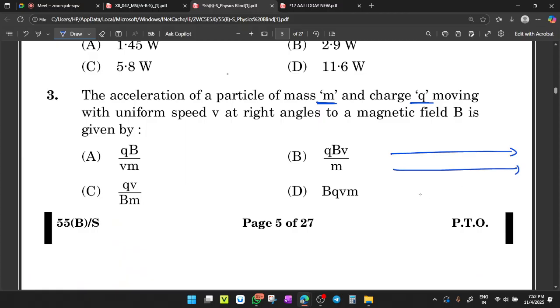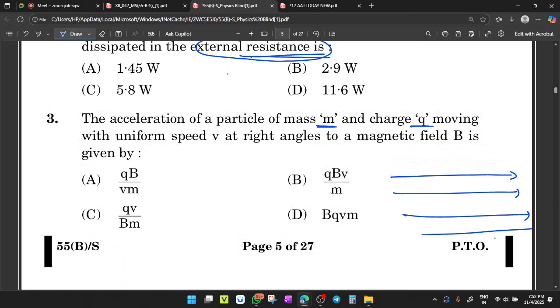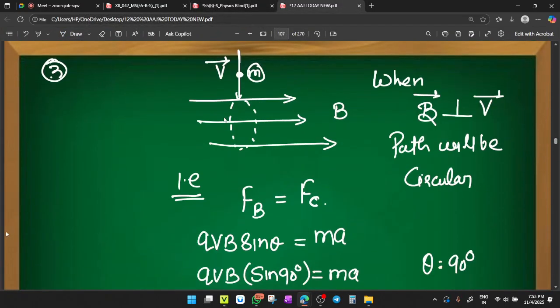Like this, a uniform magnetic field is here. So B is the magnetic field, and a particle of mass m, some mass m particle, enters perpendicular to the magnetic field. So the velocity is at a right angle to the field as it is entering like this. So you have to find the acceleration. Okay, fine. Let us see, students, the solution of this question.